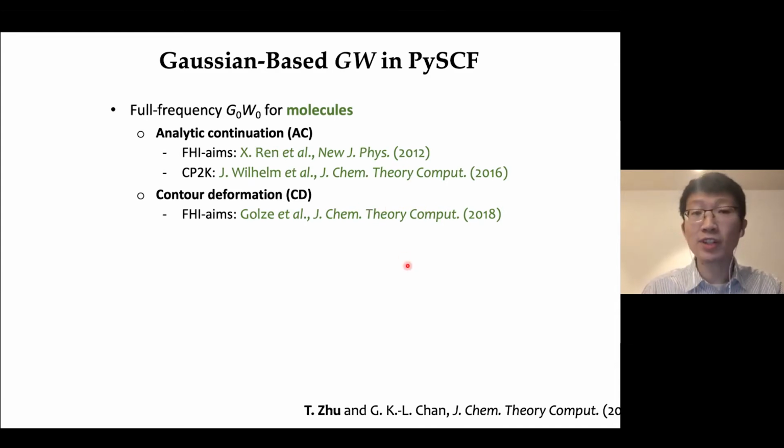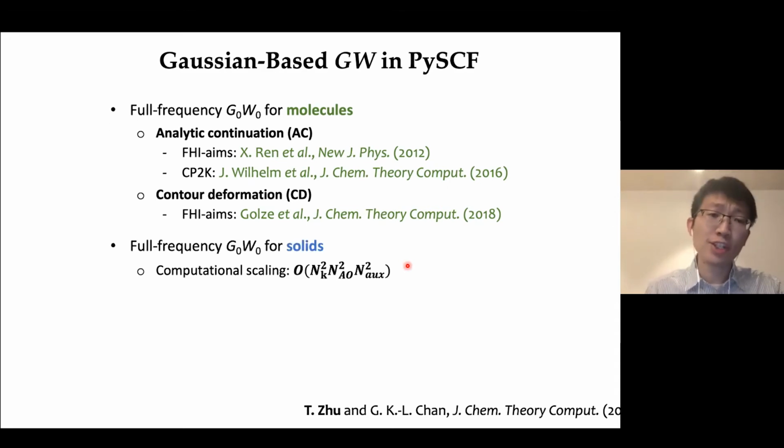And after implementing these methods and benchmarking against other packages, we go ahead to extend our method to solid-state materials. And here, the benefit of using Gaussian basis is the consistency between molecular systems and solid-state systems. So we don't have to modify the code too much, and we can have the same schemes for solids. And the computational scaling of our method is the same as other conventional GW methods.